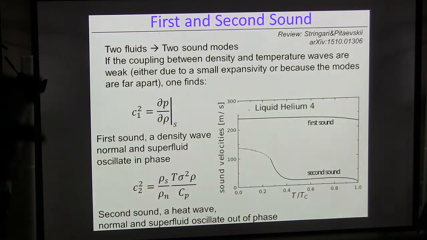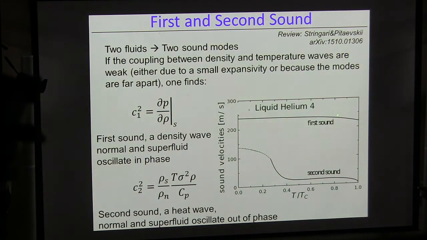It's nice. What does that give you? It gives you two sound modes. Two-fluid hydrodynamics means we have two fluids that we have to worry about. The first sound is what we had looked at so far. In helium-4, it's this happy sound that basically doesn't do much as a function of temperature. And then there is second sound, which starts at 0 right at Tc, and it's basically a temperature wave now.